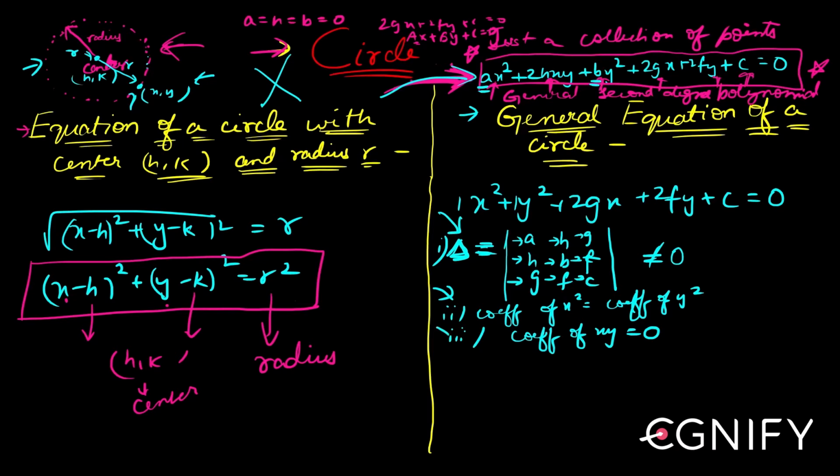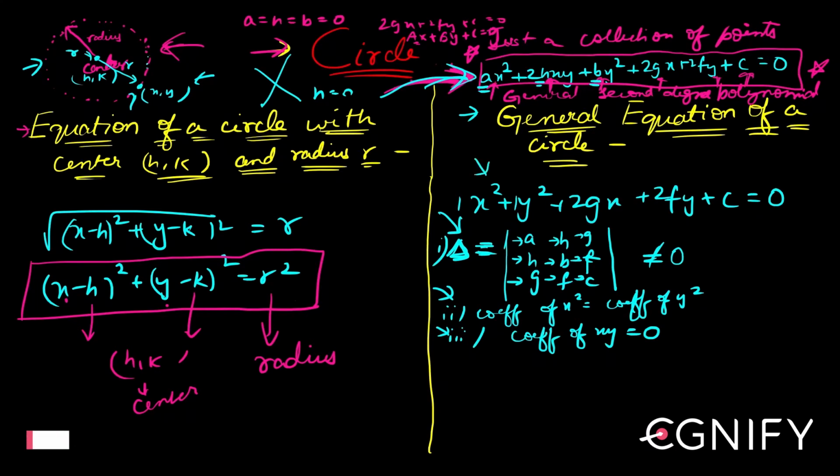And the third condition is coefficient of xy should be 0. That means this h should be equal to 0. The xy term should be missing, right? It shouldn't be there. If these three conditions are obeyed, I can say that this general second degree polynomial is representing a special shape, and that shape is your circle, right?